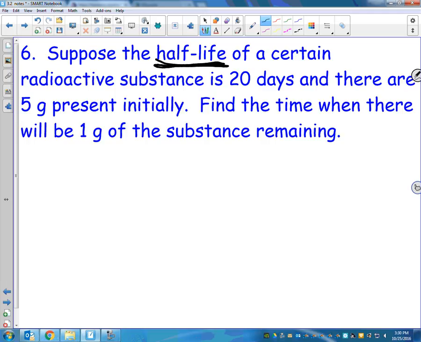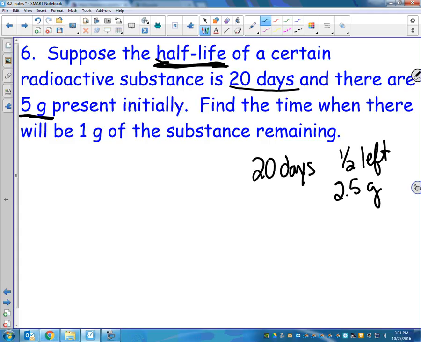So remember from chemistry that half-life means how long it takes for half the substance to decay. So this one tells us that the half-life is 20 days. So that means in 20 days, there will only be half left. And we know there were 5 grams originally. So in 20 days, there's only going to be half left. Or in this case, half of 5, there would be 2.5 grams left.